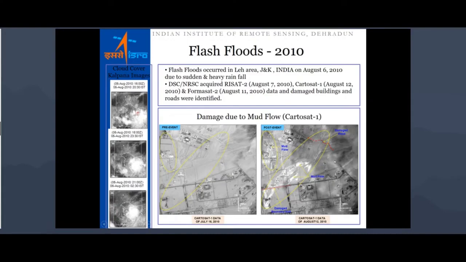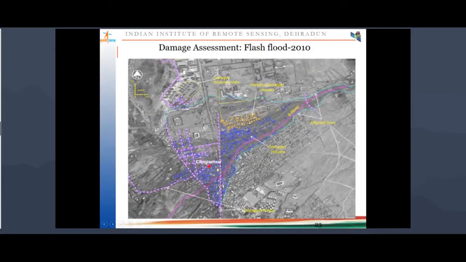Before the event and after the event, you can see mud flow was there, and this is the mud flow, and all high resolution data will give you the damage. Okay, so this is how a flash flood looks. Look at this. Individual houses are mapped using the high resolution data. So damaged house, partially damaged house. Okay, so all this information you will get.